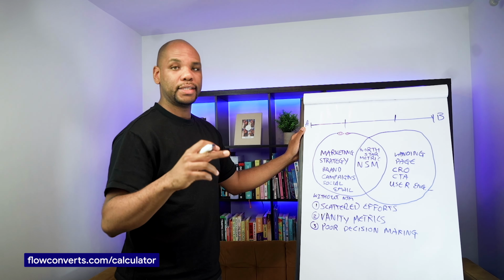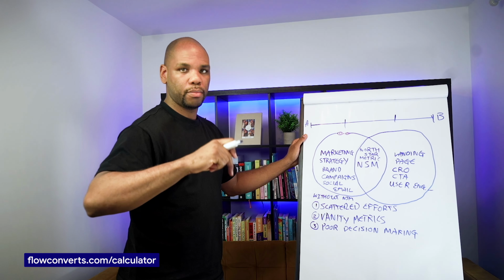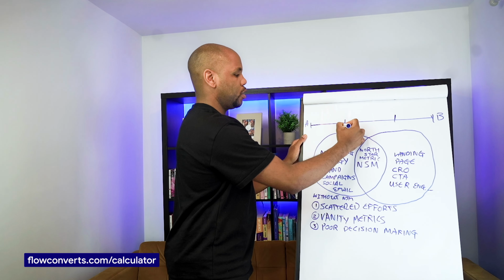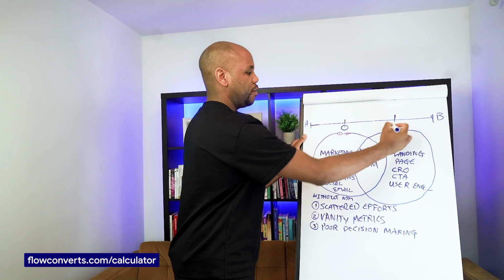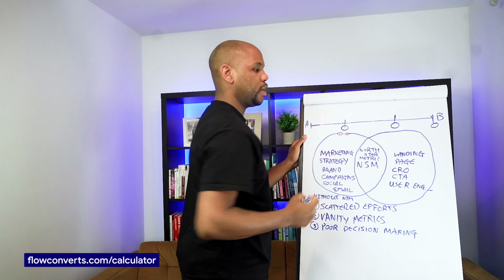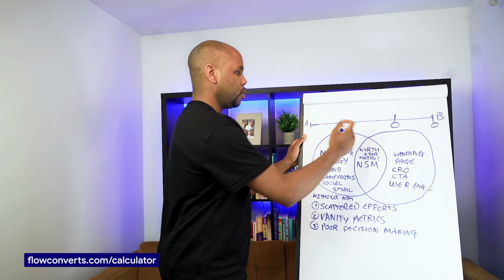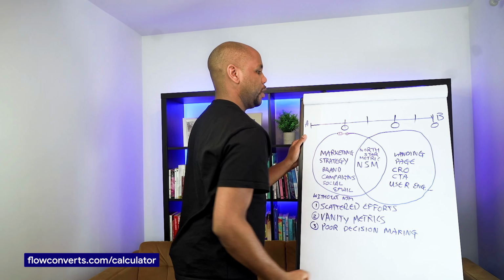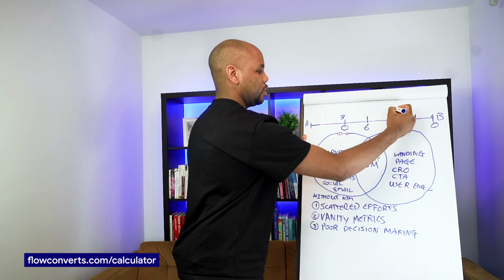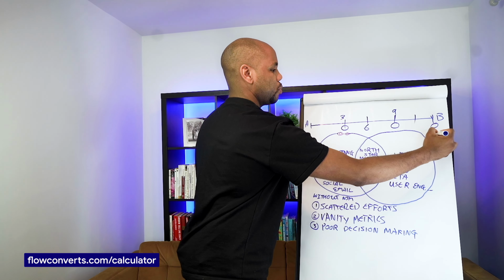The calculator that I've provided for you in the description box below allows you to think about, okay, in the next 3 months, where should I be here? In the next 6 months, where should I be here? In the next 12 months, where should I be here, for example? So let me just put that here. So let's say this is 6 months. This is 3 months. This is 9 months. This is 12 months, right?